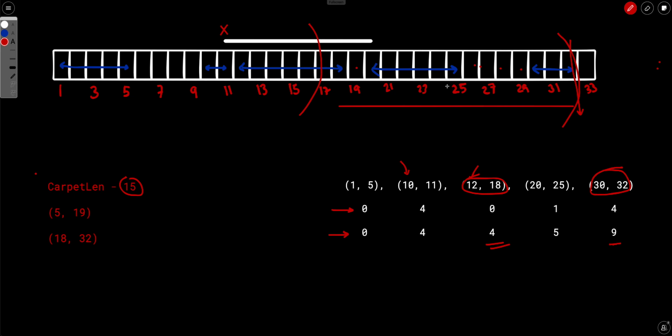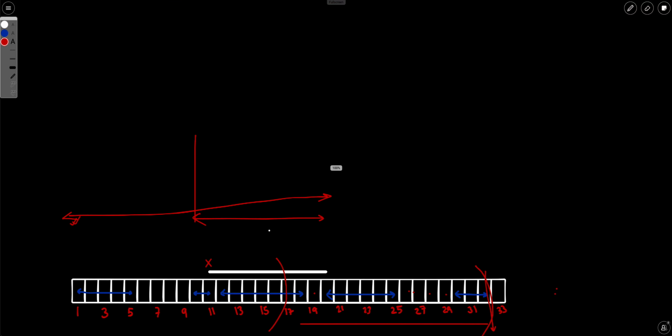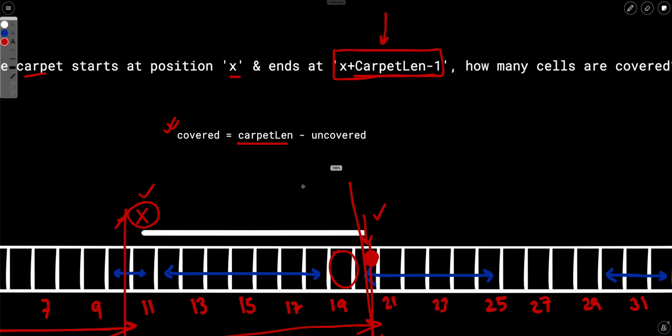So hope you get the intuition how we are doing it. We are first finding the closest ending point and closest starting point, and then we are just subtracting the uncovered cells of those two things, like prefix sums of those two things, and we get the number of cells which are uncovered.